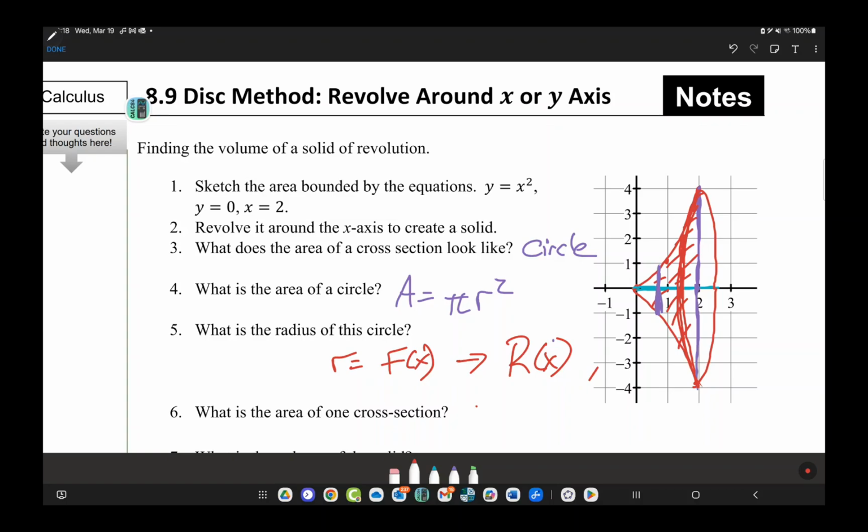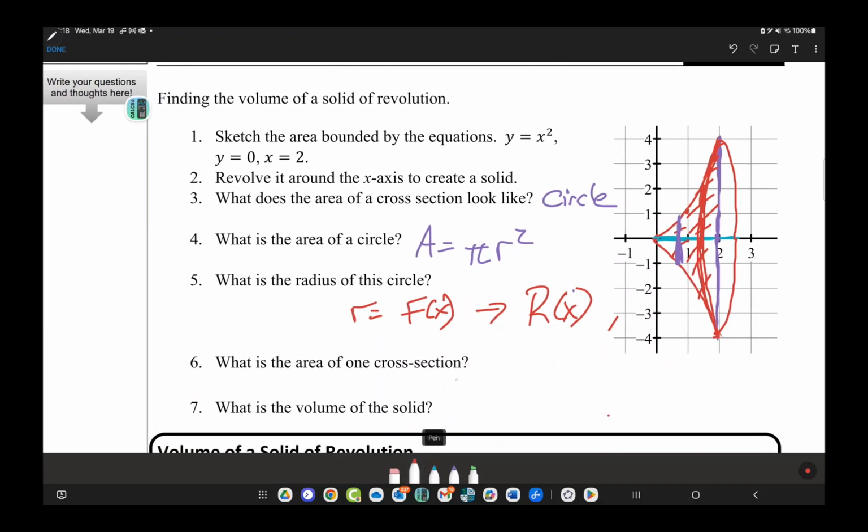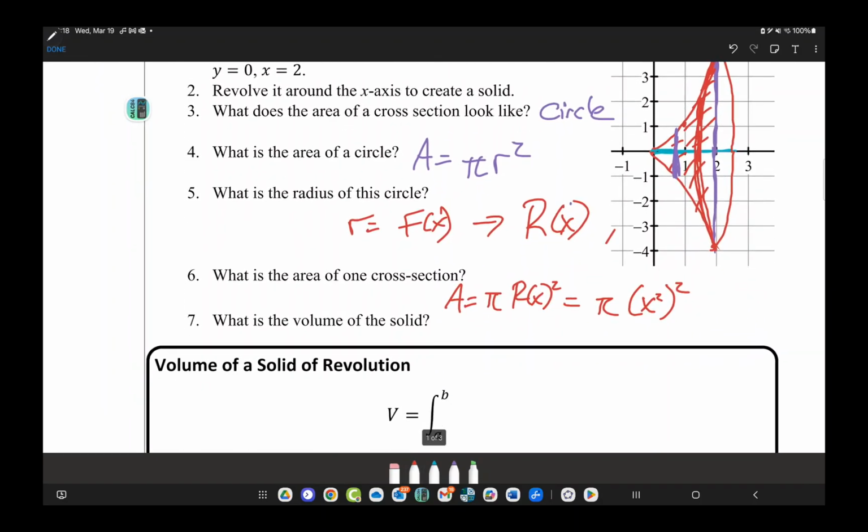So what is the area of one cross section? For this function, the area is equal to pi times r of x squared. In this case, that would be pi times x squared, squared. Then how do I find the volume of the solid? What are the bounds of my function? 0 to 2 of pi x squared squared dx. Don't forget dx.